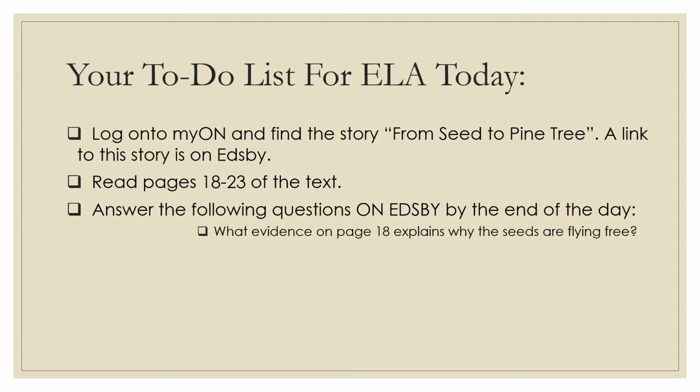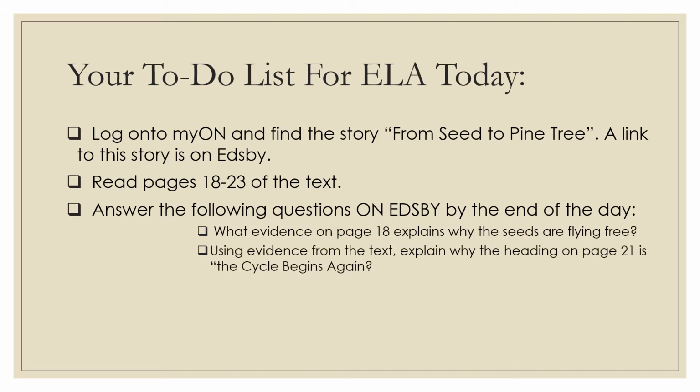What evidence on page 18 explains why the seeds are flying free? Wonder what that means. What is the evidence on page 18 that explains that phrase, that seeds are flying free? Then on page 21, the next question says, using evidence from the text, why is the heading on page 21, The Cycle Begins Again? So why do you think the author put that heading there? What is it about the text that makes that a good heading?